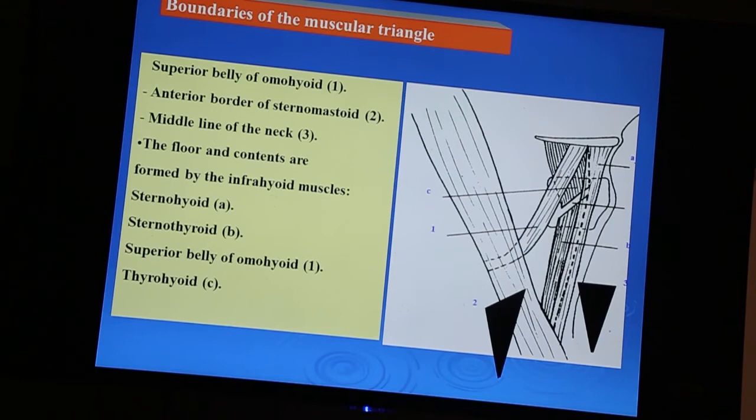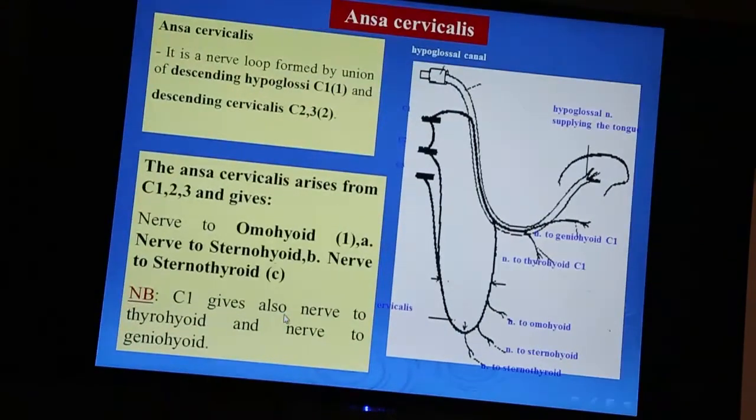Boundaries of the muscular triangle: superior belly of omohyoid muscle, anterior border of sternocleidomastoid muscle, and midline of the neck. The floor is formed of infrahyoid muscles: sternohyoid, sternothyroid, superior belly of omohyoid, and thyrohyoid muscles.